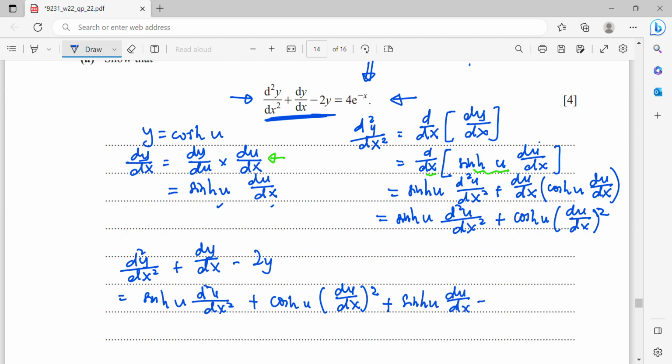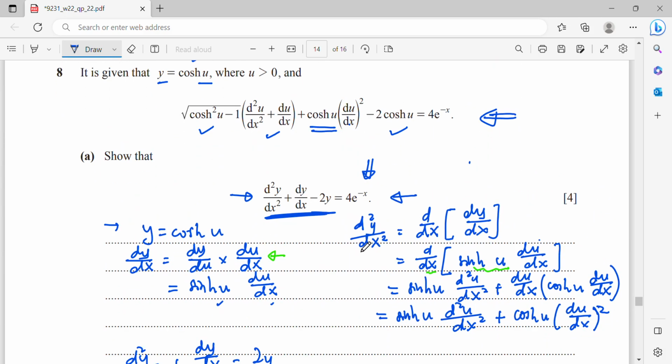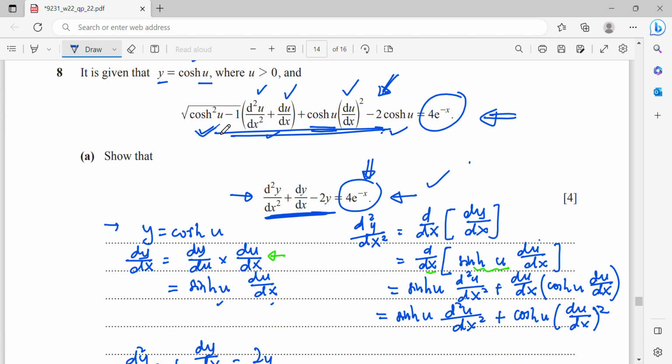Okay, minus 2y. So our y is cos u. Okay, so now, given that 4e^(-x) equals all these expressions in terms of u, it means that now we are trying to get all these terms. Then you can easily prove the second order differential equation. So from here, we know that we should keep the first and second derivative of u with respect to x. Then the rest will be in terms of u.